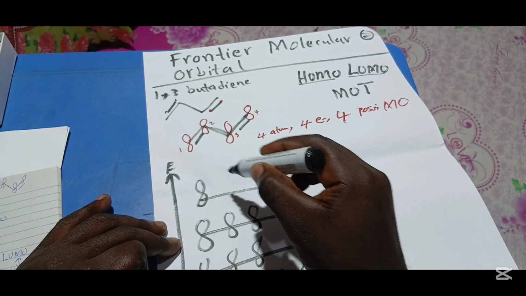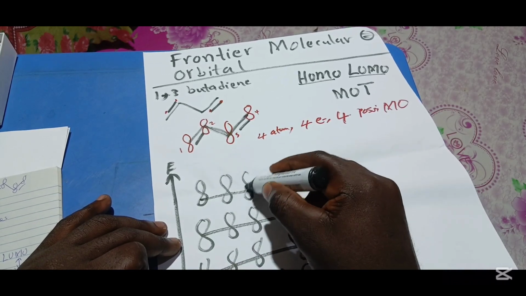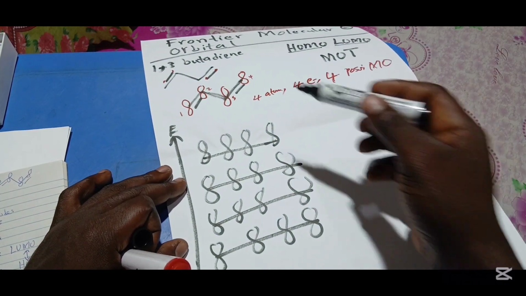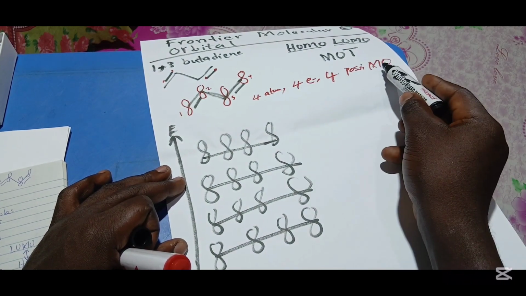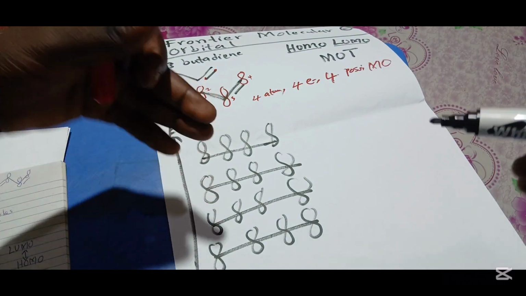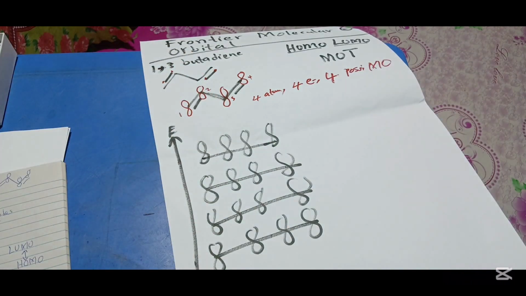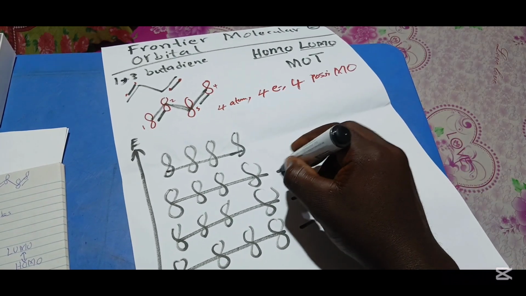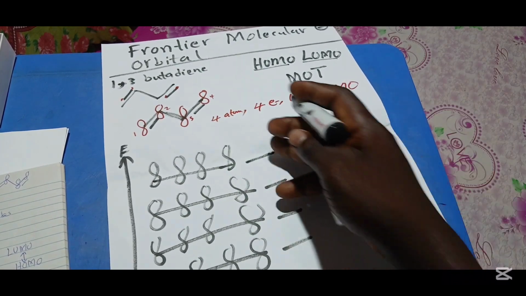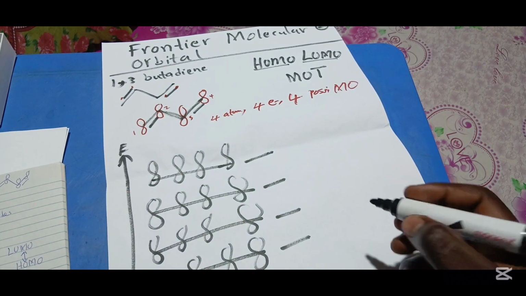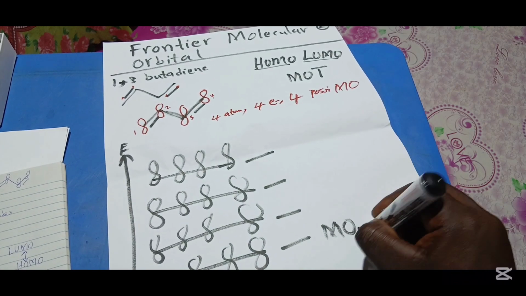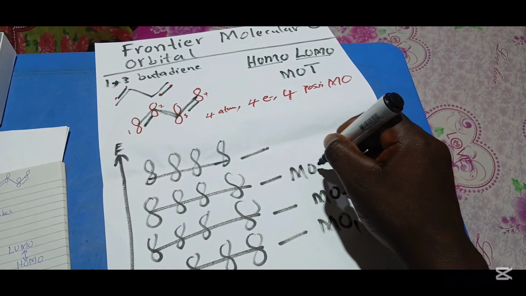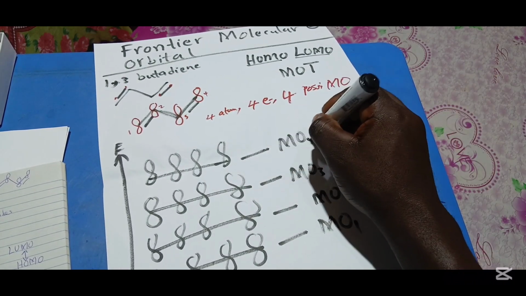So 1, 2, 3, and then 4. So 4 atoms, 4 possible molecular orbitals. So 6 atoms, 6 possible molecular orbitals. So this is how we are going to do it. When we are done, let's do something like this. I'll tell you what this is. This is where our electrons will come and sit. So let's name this MO1, MO2, MO3, MO4.